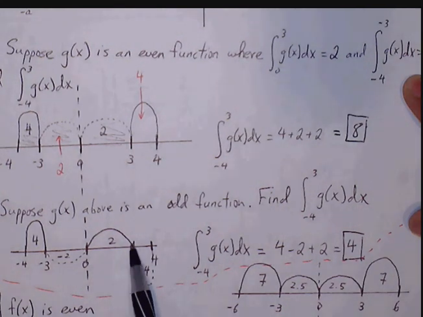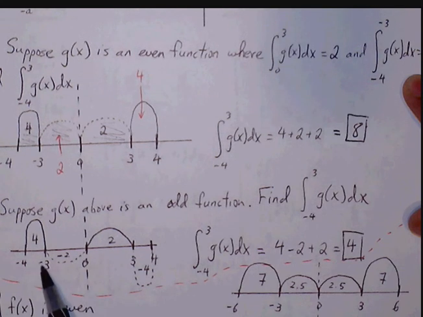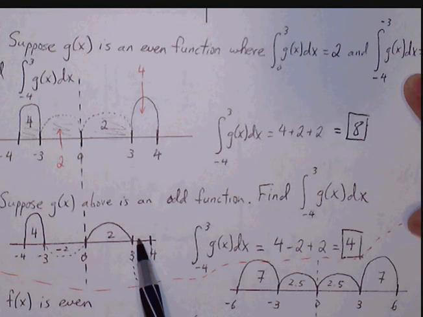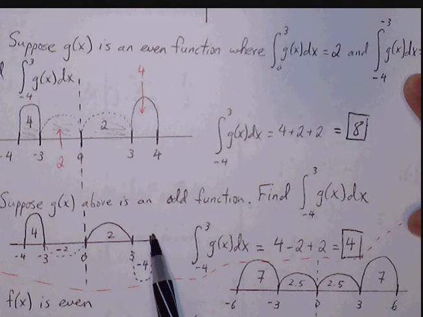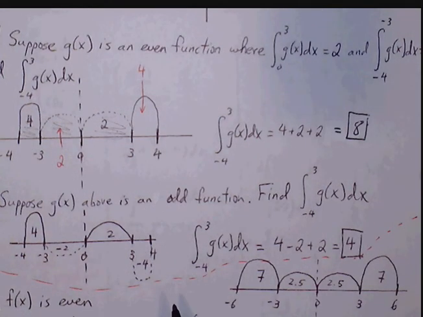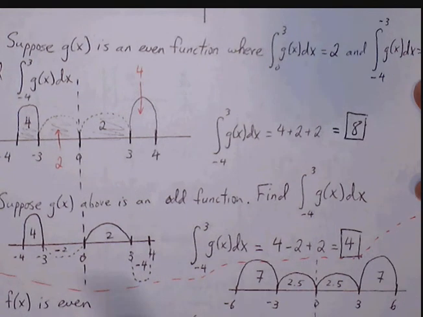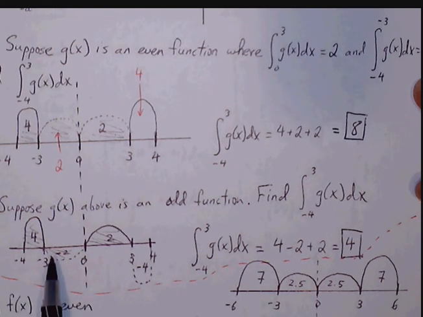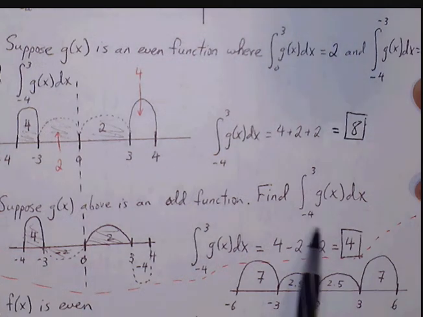So if this is positive 2, we know from negative 3 to 0 must be a negative 2. From negative 4 to negative 3 is a 4, so we know that from 3 to 4 must be a negative 4. So now the definite integral from negative 4 to 3 would be this region here. Okay, so we have 4 minus 2 plus 2, which gives us a positive 4.